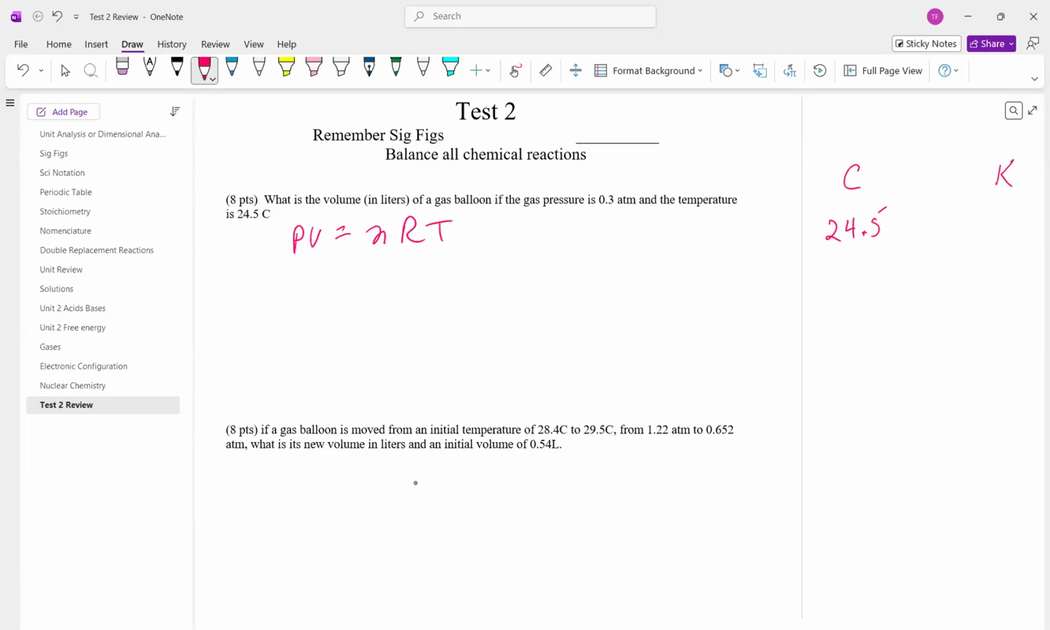Celsius is smaller, that means we need to add to get up to Kelvin. If we started with Kelvin going to Celsius, Celsius is smaller, so that means we got to subtract out the 273. And what is that going to be? It's going to be 278. And then 279.5.